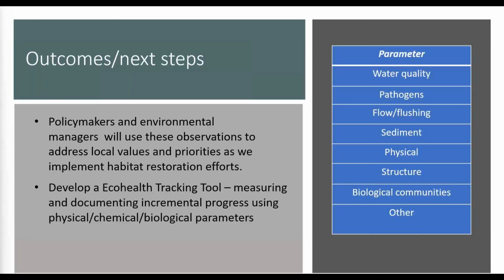Next slide. And finally, there is more immediate work to be done as we continue working on developing an ecosystem service gradient in collaboration with the PA over the next year. We're developing also an eco-health tracking tool for measuring and documenting incremental progress using environmental parameters, and this will be an online tool that provides visual displays of conditions and trends in our planning area. We hope that policymakers and environmental managers will use these observations to address local values and priorities as we implement habitat restoration efforts. Next slide.